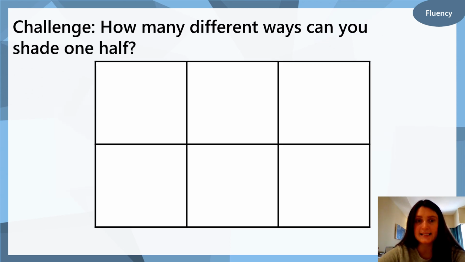Our last question for today is a challenge. We have a rectangle that is split into 6 boxes. How many different ways can you shade one half? So what you can do is at the bottom of your paper, you can draw the same rectangle, this same shape, and these same boxes, and have a look at how many different ways you can colour in one half. Remember, the same number of boxes need to be coloured that need to be not coloured. So that's your challenge for today.